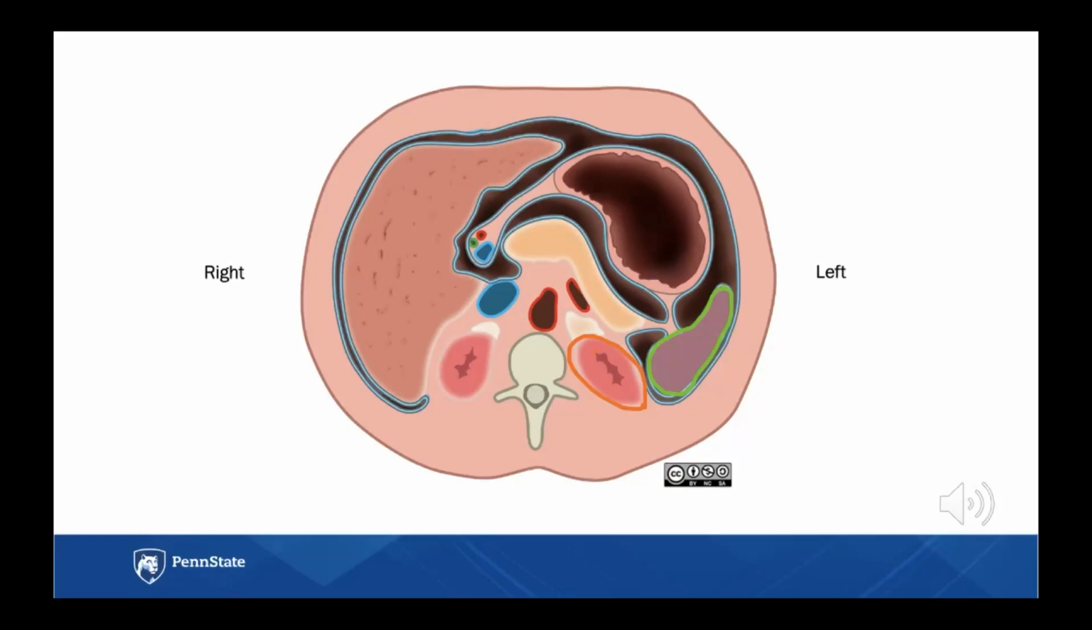Finally, here is the area where fluid could potentially accumulate in the setting of a trauma, which could cause a splenic laceration, which causes a lot of bleeding into the peritoneal cavity, and it would accumulate in the splenorenal recess.